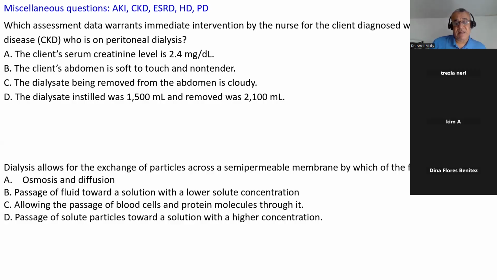When you instill 1500 and you remove 2100, that's expected. The drained dialysate is always going to be higher than the inflowed or instilled amount or volume. So D is expected. I remember that. This is very important to know: the outflow or drained volume is always going to be higher than the instilled or infused volume. So that's expected. So next question.